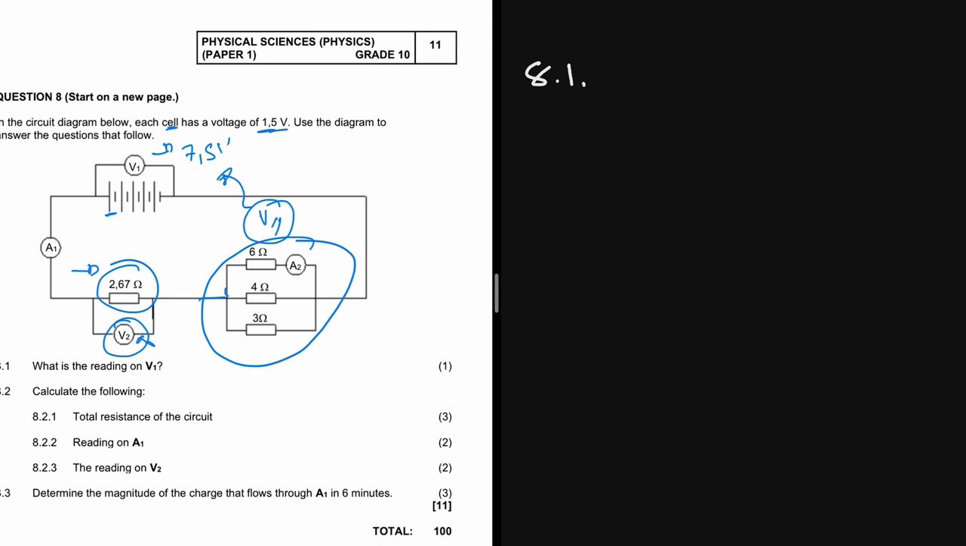The voltage on reading 1 is the voltage on the battery, and the battery has 5 cells. Each cell is 1.5 volts. That means you're going to say 1.5 multiplied by 5 cells. Therefore, the voltage of the battery is just 7.5 volts. So now 8.2, they say calculate the following, 8.2.1, the total resistance of the circuit.